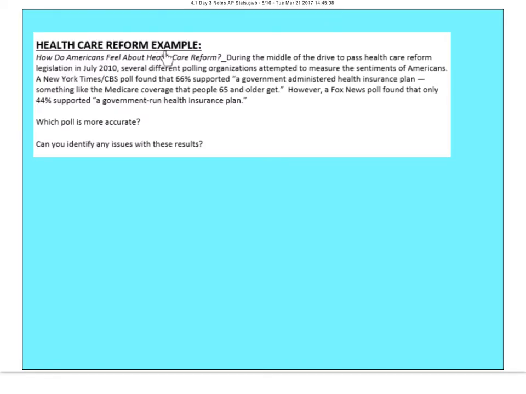Let's look at this healthcare reform example. During the drive to pass the healthcare reform legislation back in July of 2010, several different polling organizations polled to get the sentiments of Americans. A New York Times and CBS poll found that 66% supported the government-administered health care plan.